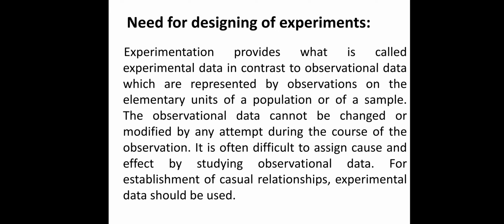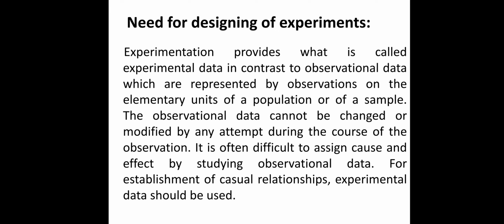Experimentation provides us what is called experimental data, in contrast to observational data, which are represented by observations on the elementary units of a population or of a sample. The observational data cannot be changed or modified by any attempt during the course of the observation. It is often difficult to assign cause and effect by studying observational data. For establishment of a causal relationship, experimental data should be used.